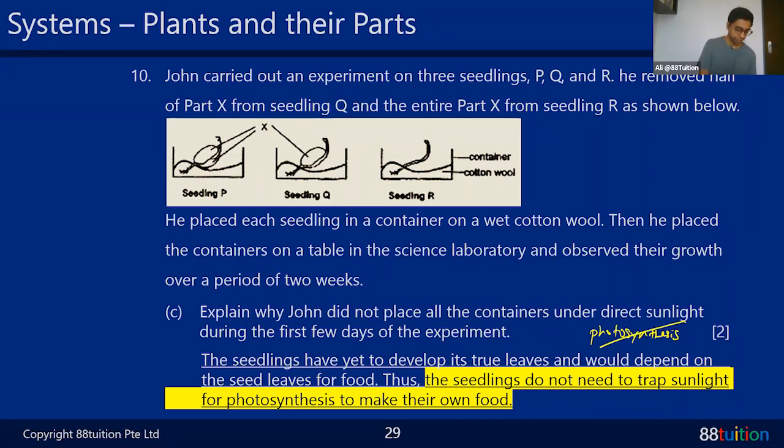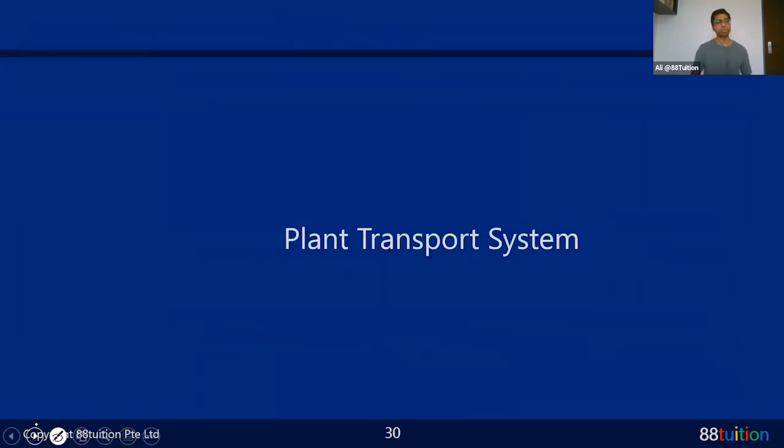Is not required. Okay, so these are the reasons, but you need to be able to write them yourself. Okay, now that was the plant parts.